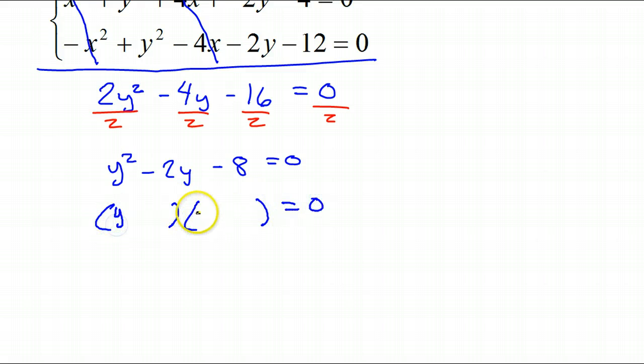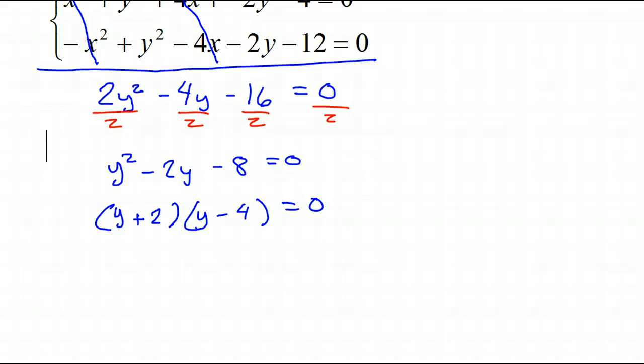So y squared can only be y times y. 8 is either 2 times 4 or 8 times 1. We know that the inner, which is 2y, and the outer, which is 4y, have to give you the middle, which is -2. So if I had a positive 2 and a -4, that would make -2y. So there's my positive 2 and there's my -4 that I was just discussing.